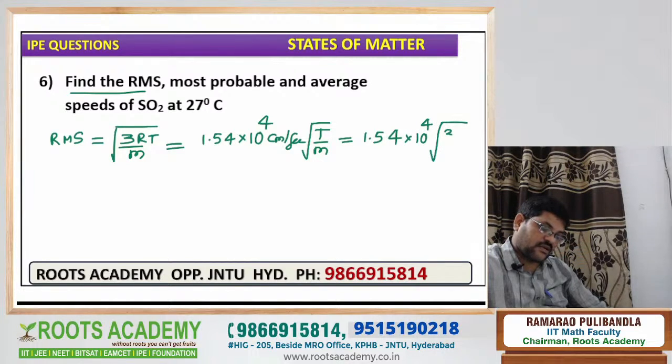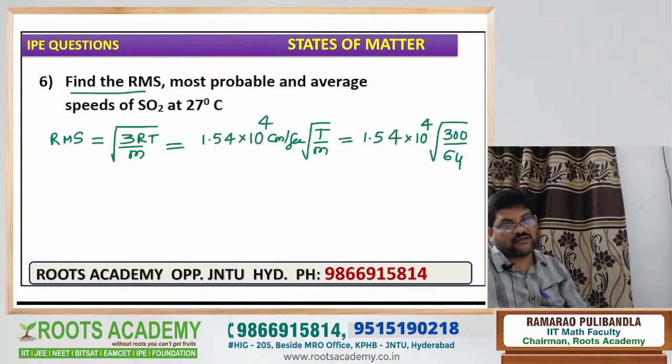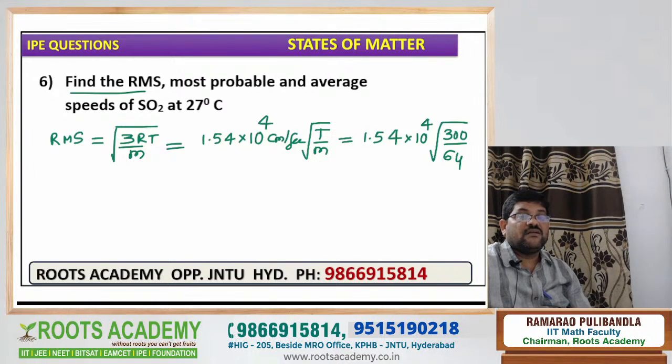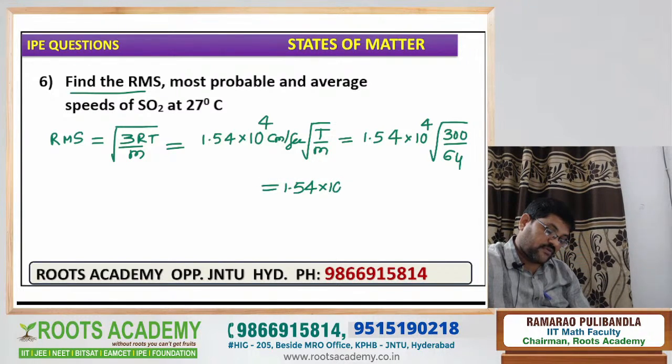So temperature is what? 300, by M. The molar mass of CO2 is what? 64. So actually root 3 is 1.732, and the R value is 8.314 into 10 power 7. Simplified, you get 1.54 into 10 power 4 centimeters per second, into root over T by M. Unsimplified, you get 1.54 into 10 power 4 centimeters per second.